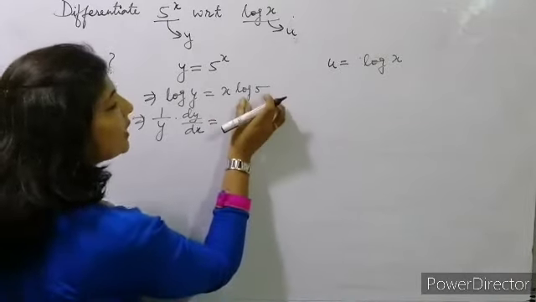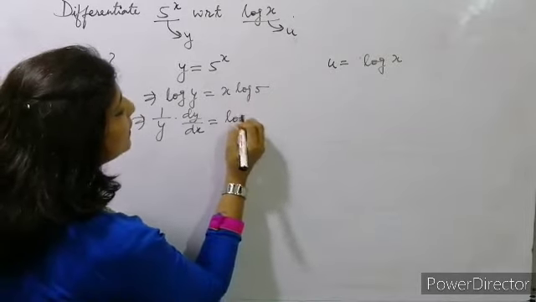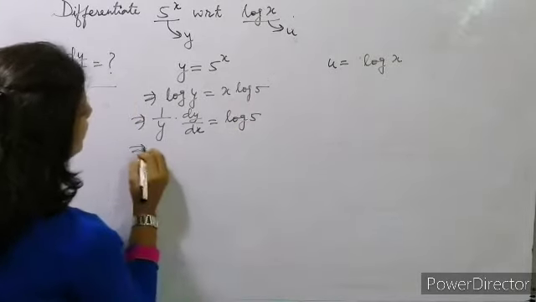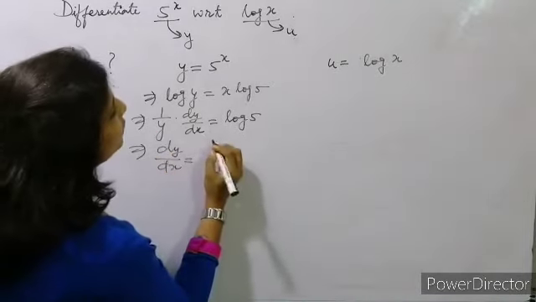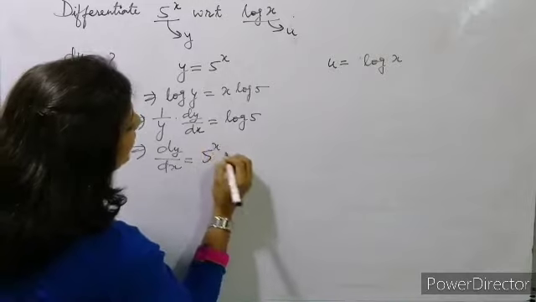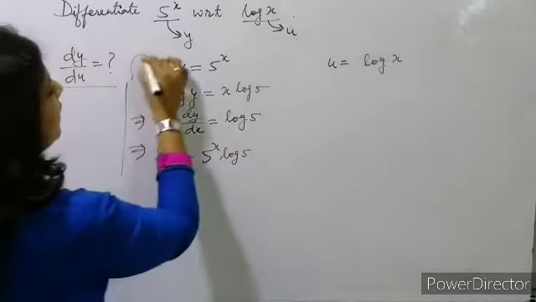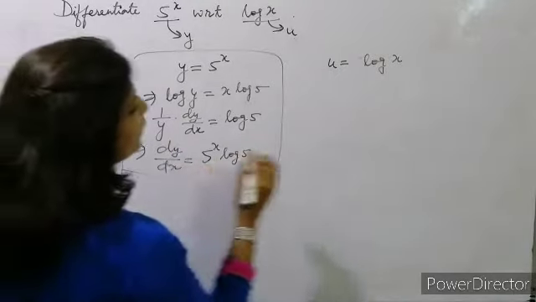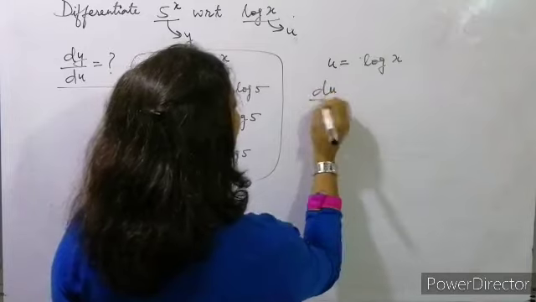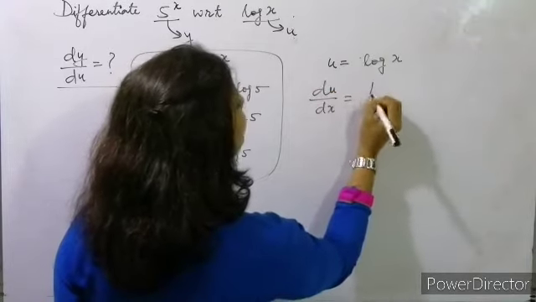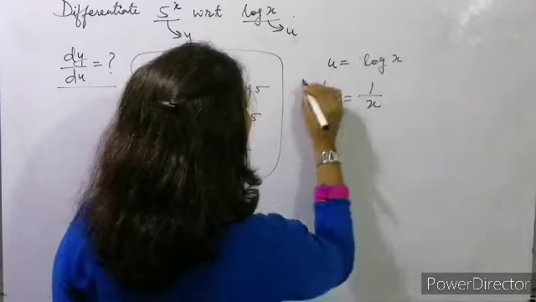So there is only this one is constant, only this one is variable, so we'll find out. So it will be log 5. Now dy by dx will be equal to y is 5x, 5 to the power x log of 5. Okay, so this will be the value. Now this is the value of dy by dx. Now we have to find out du upon dx. So it will be 1 upon x. ठीक है, so 1 upon x आया.